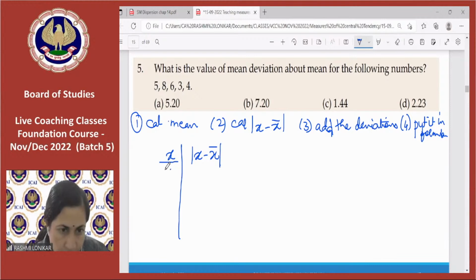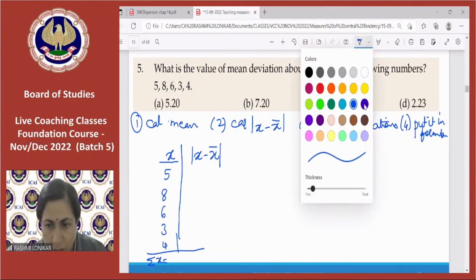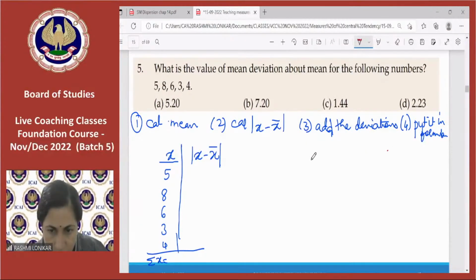Now the numbers are 5, 8, 6, 3, 4. What is the first step? The first step is to find summation x. x bar is equal to summation x upon n. Now, how much is my n here? 1, 2, 3, 4, 5. So, n is 5, and I've got the formula now.